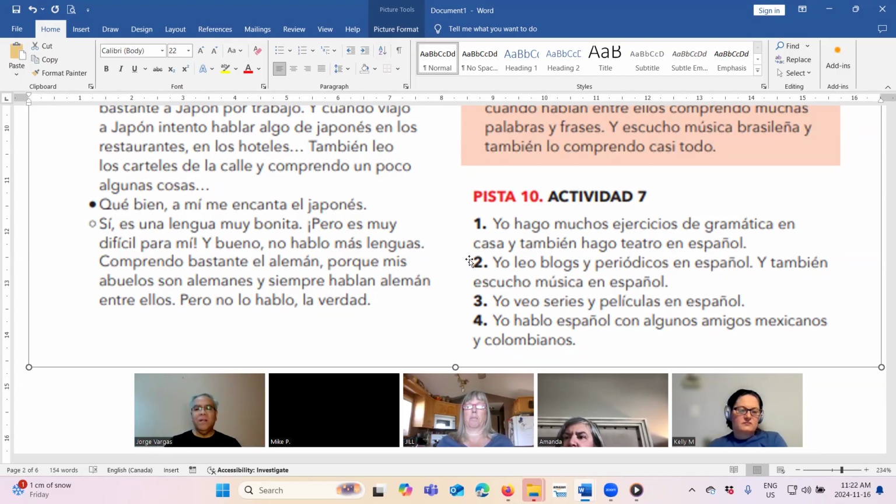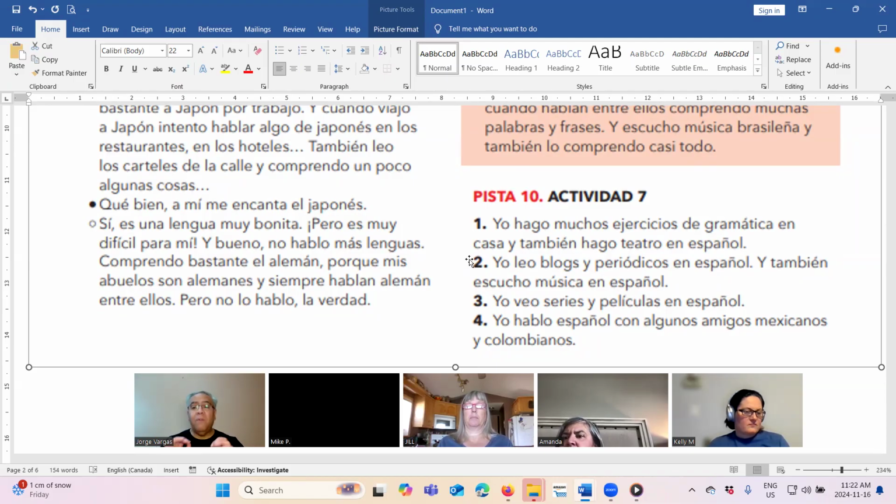Okay, could I have someone to translate the 2 lines, please? Yo hago muchos ejercicios de gramática en casa y también hago teatro en español. What's the scoop here? I do lots of grammatical exercises in my home, and I go to the theater or movies in Spanish.